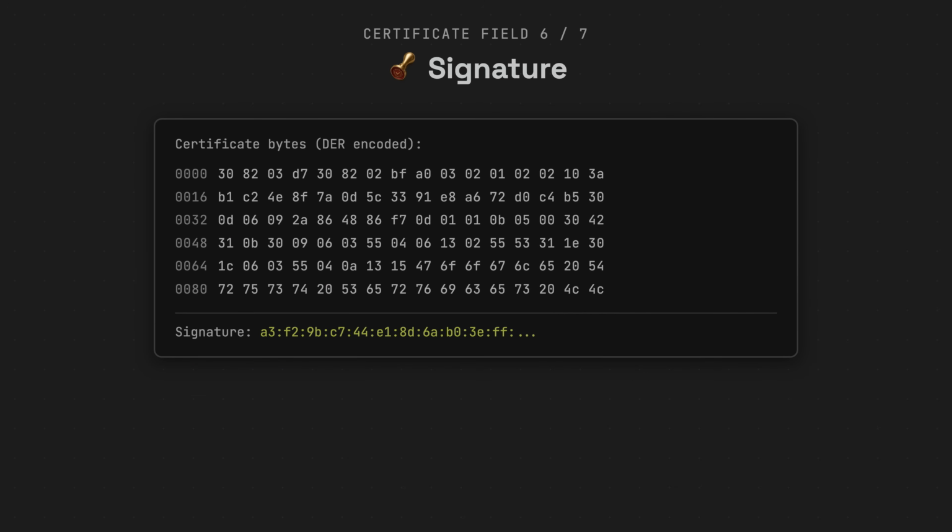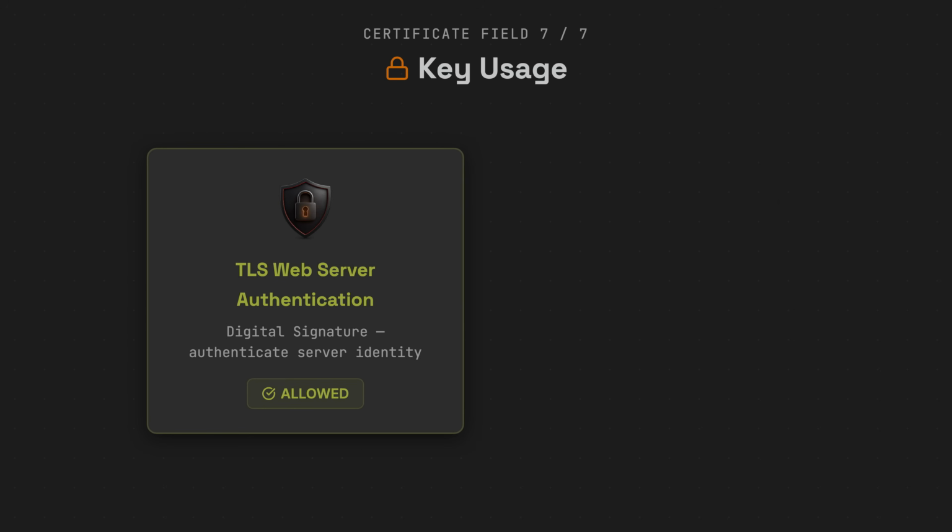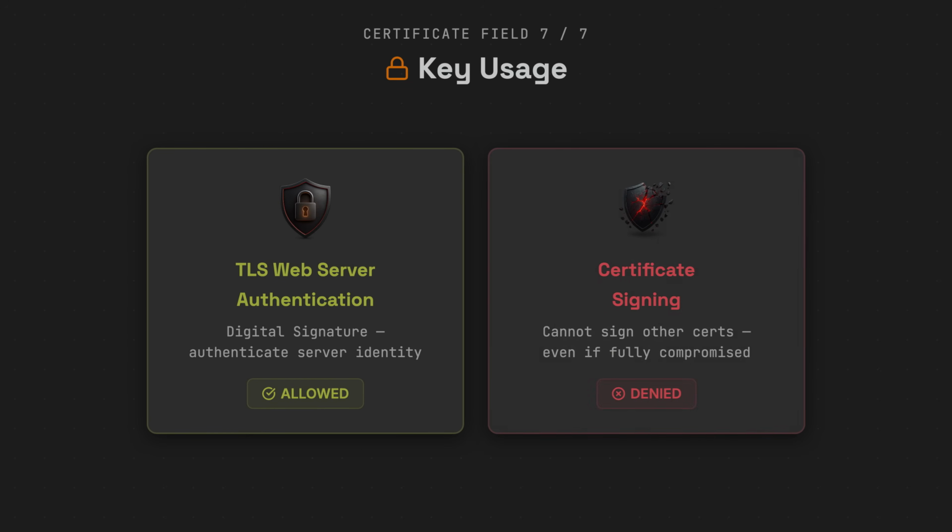Signature, the CA's cryptographic signature over everything above. Change anything, the domain, the expiry, the key, a single byte, and this breaks. You cannot forge it without the CA's private key. Key usage, what this certificate is allowed to do. A web server certificate cannot sign other certificates. Even a fully compromised server cert can't be turned into a CA, enforced cryptographically.